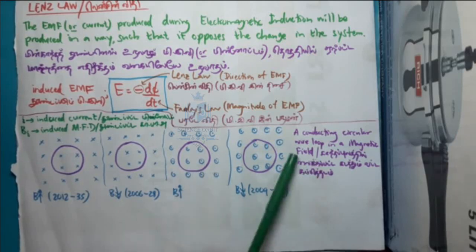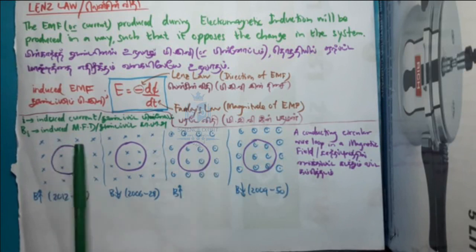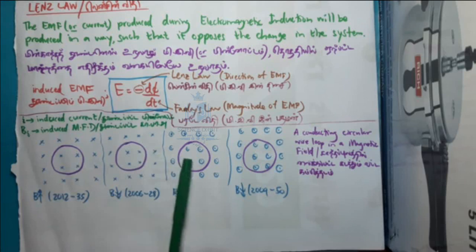Right. So what is this? We have kept a current conducting wire loop. There is no current in that. Okay, it is not carrying a current, and we have placed it in a magnetic field.